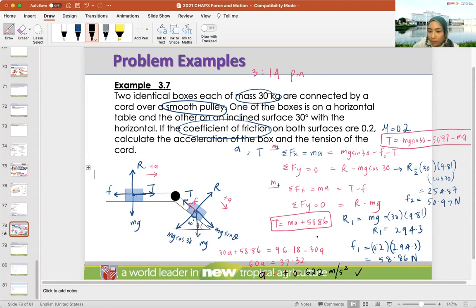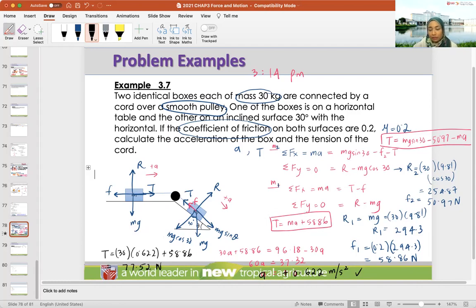Okay, so kita pilih yang paling senang. Mana yang paling senang untuk solve? Yang ni lah kot. So T equals to MA plus 58.86. So tension is equal to 30. A kita dah tahu kat sini 0.622. And tertambah yang ni 58.86. Okay, so that is our answer. Plus dengan 58.86. So tension is 77.52.